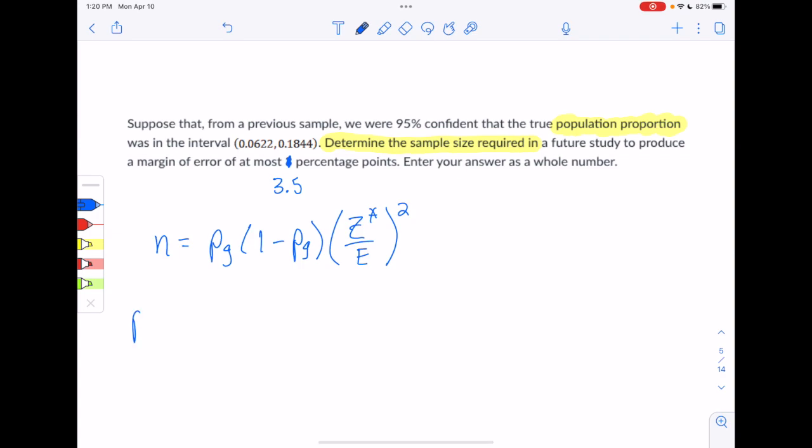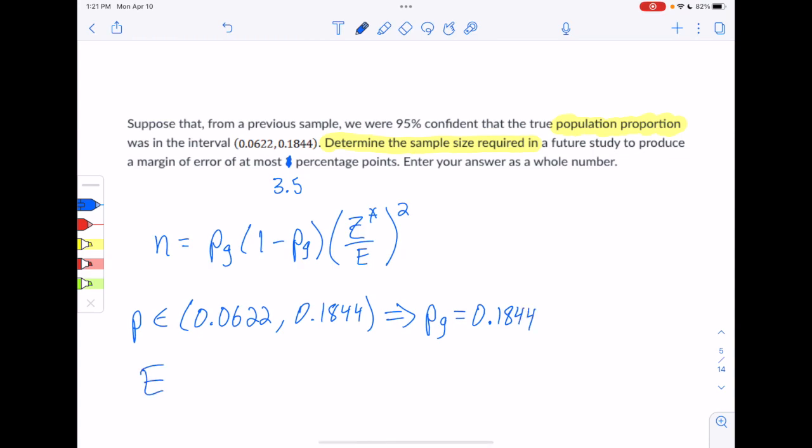They've given us an interval where they say we were confident that p was somewhere between 0.0622 and 0.1844. If you have a guess at p that's a range, you want to guess the number from that range that is closest to 0.5. In this case, since the entire range is below 0.5, the value that would be closest is the upper boundary, 0.1844. So that's going to be our guess at p.